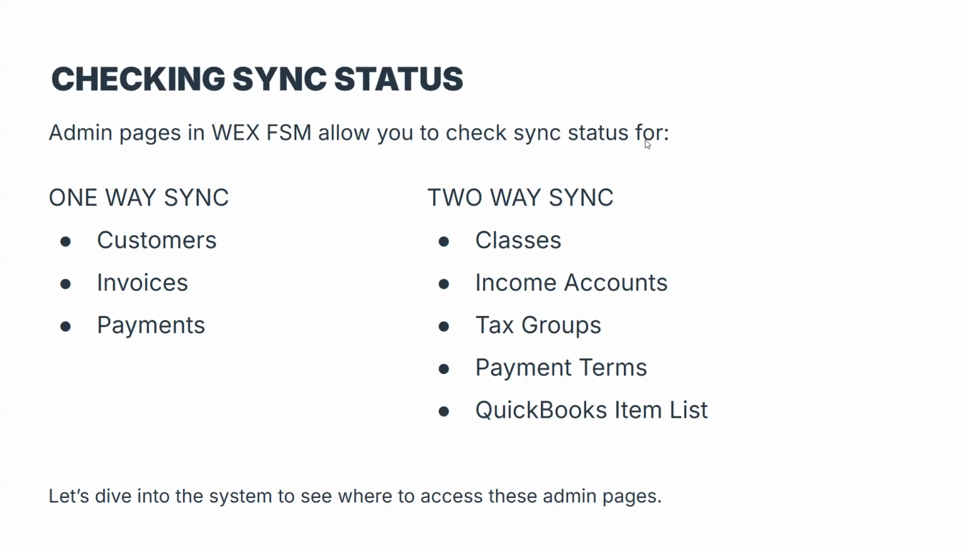And next is, you need to know the difference, right, between one-way sync and two-way sync, which we covered. But there are places where you can check the sync statuses in your system. So what we're going to do now is dive into WEX FSM and take a look at where you can check sync statuses and understand what is actually syncing and where you'll see that in your system. Let's switch over now to WEX FSM.